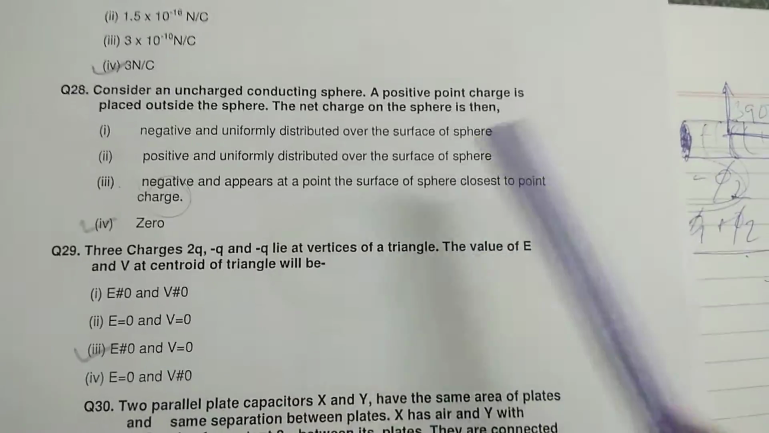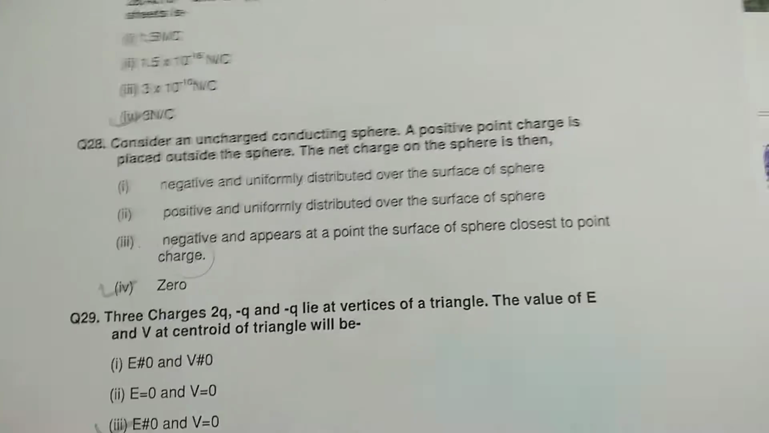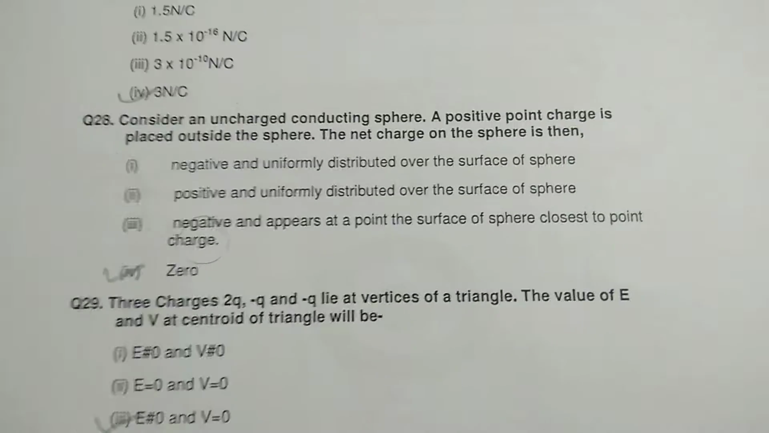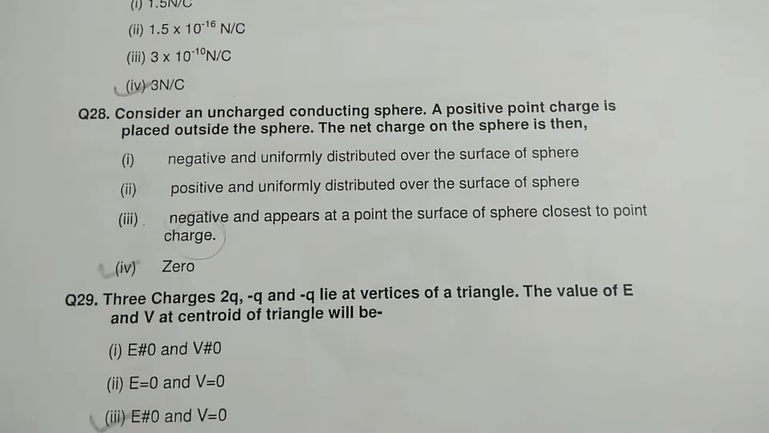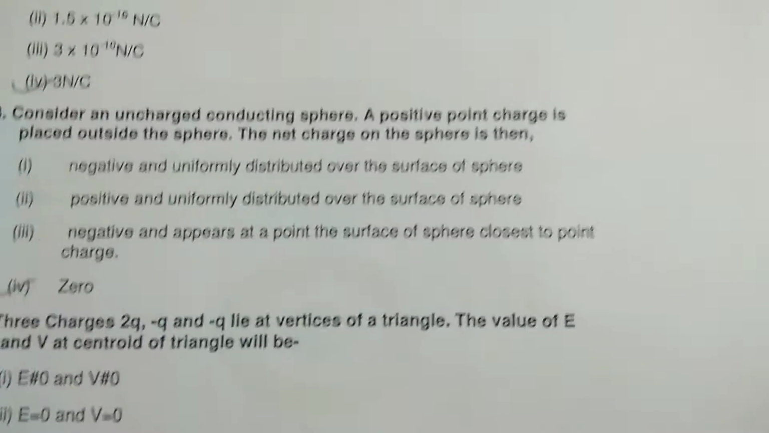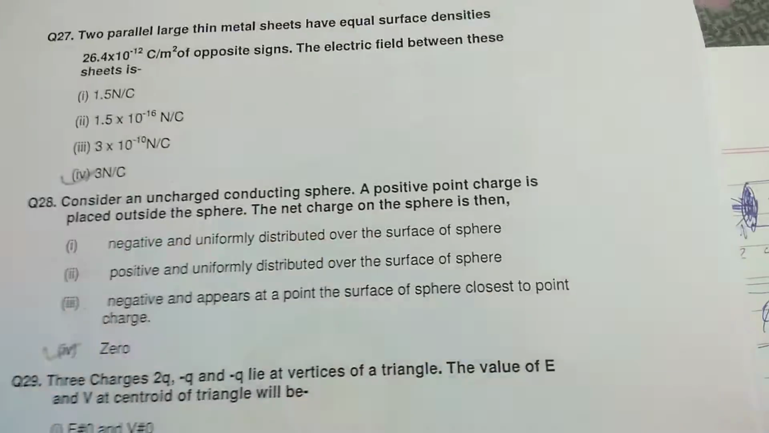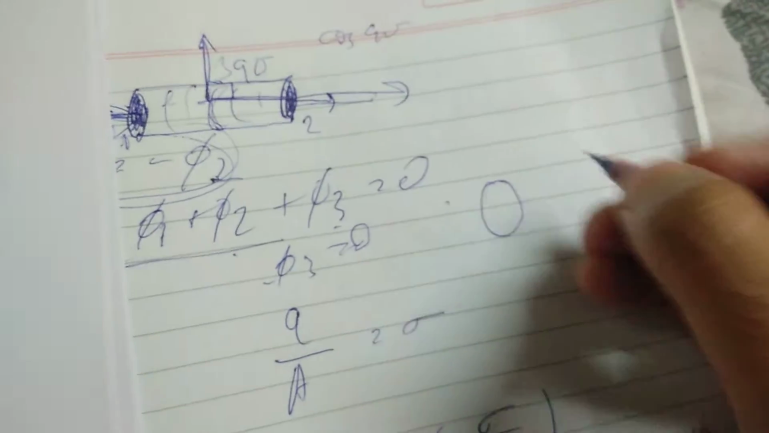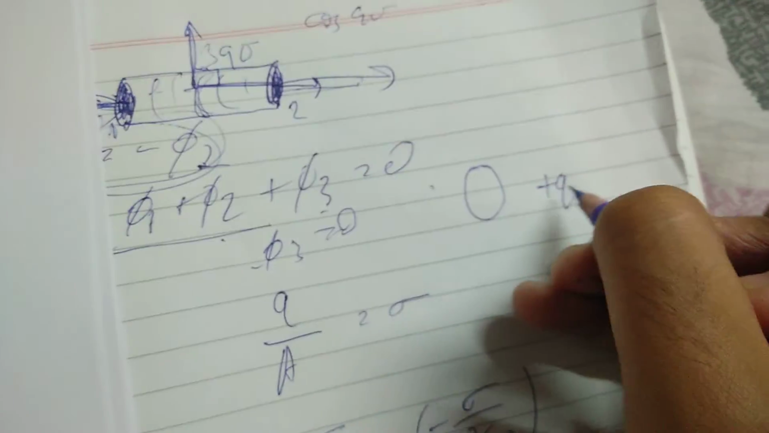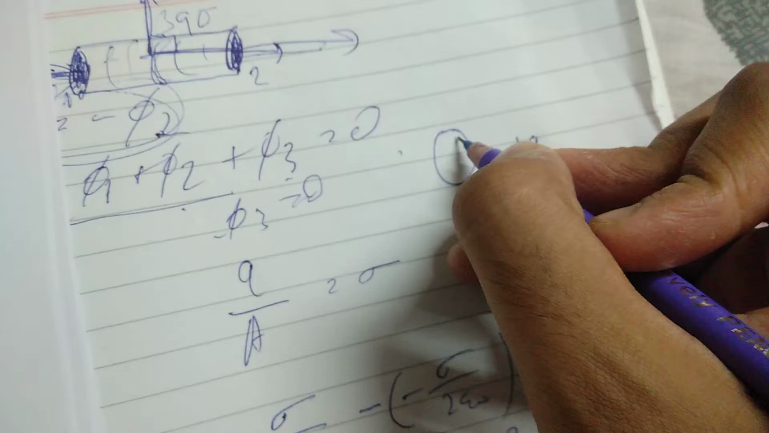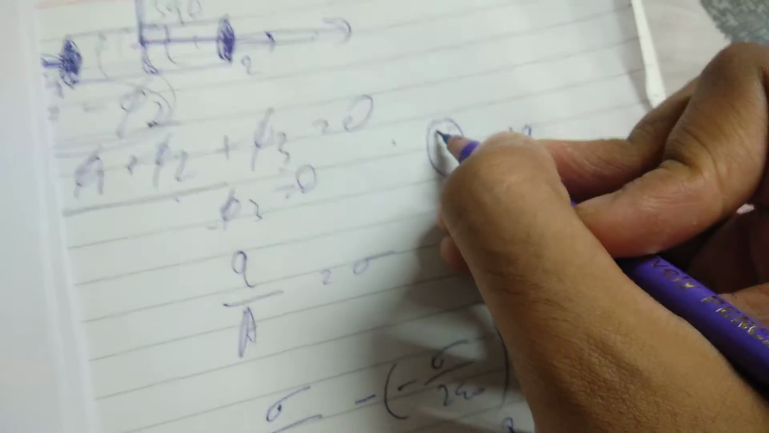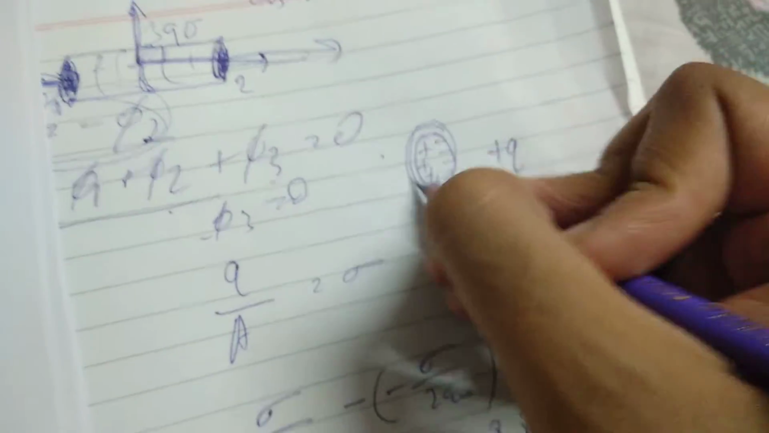Consider an uncharged conducting sphere. A positive point charge is placed outside the sphere. The net charge on the sphere is 0. It is not on the surface, it's just placed near the sphere outside. So we have a sphere whose net charge was initially 0. We place a charge plus Q here. Due to this plus Q, by the inductive effect, the minus charges will come closer, but the plus charges will go to the other side. But the net charge on this is still 0.